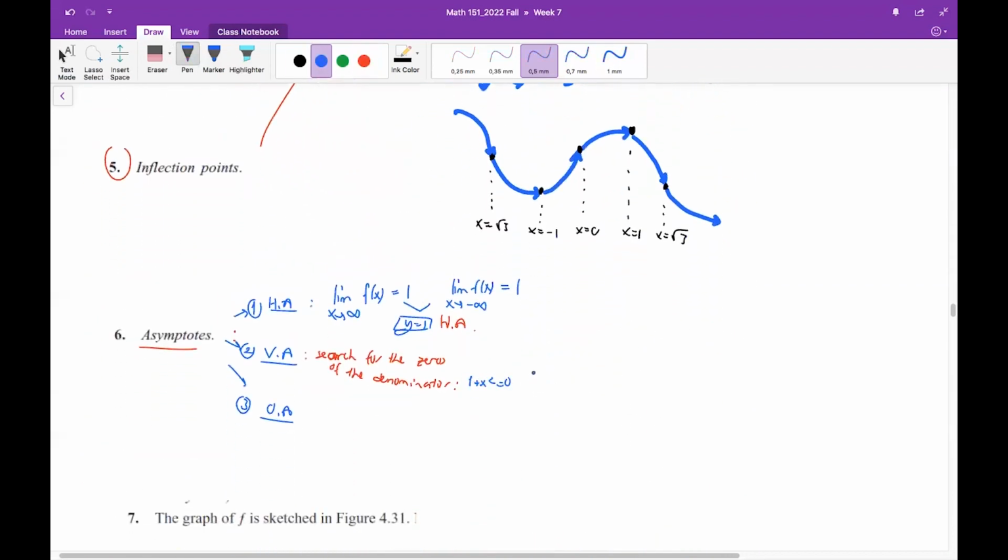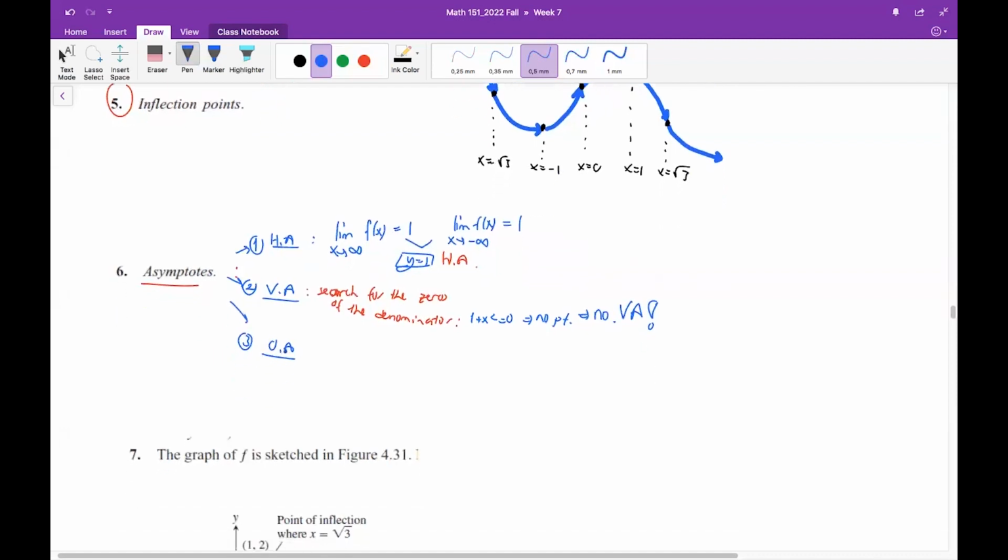Is there any point which makes this expression 0? No point like that, because x squared can never be -1. That's why there is no vertical asymptote for this function, and any oblique asymptote.